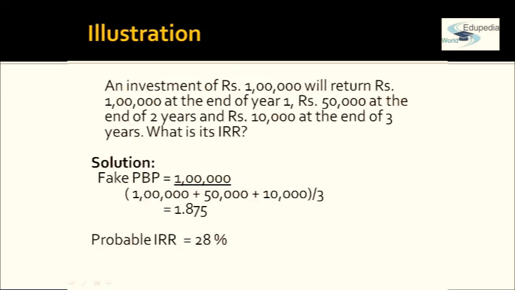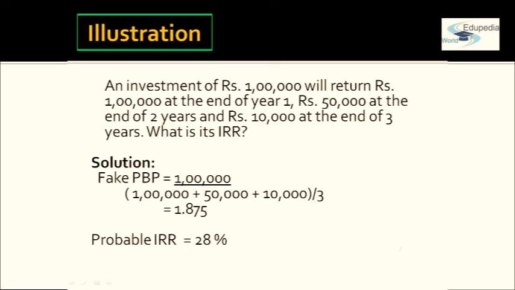Let's do one question. An investment of rupees 1 lakh will return rupees 1 lakh at the end of year 1, rupees 50,000 at the end of the second year, rupees 10,000 at the end of year 3. So what will be its IRR? First we have to compute a fake payback period, which is equal to 1 lakh divided by the average cash inflow, which is 1 lakh plus 50,000 plus 10,000 divided by 3. So you'll get a fake payback period of 1.875.